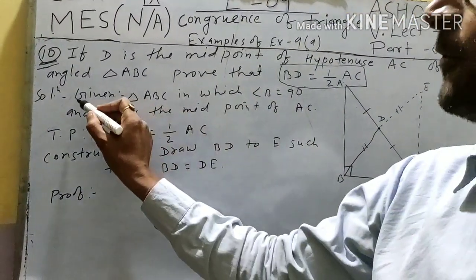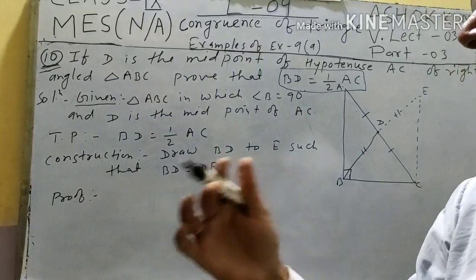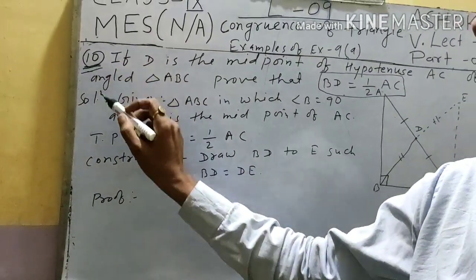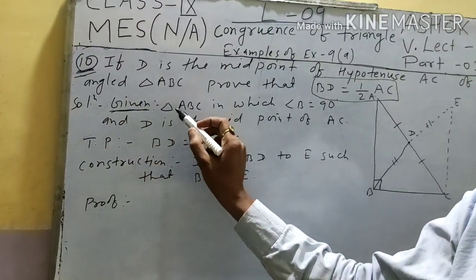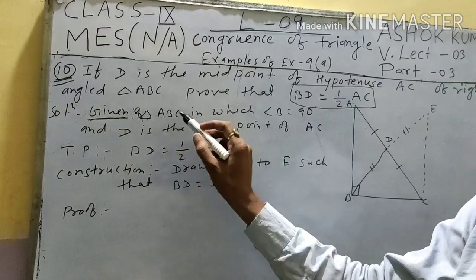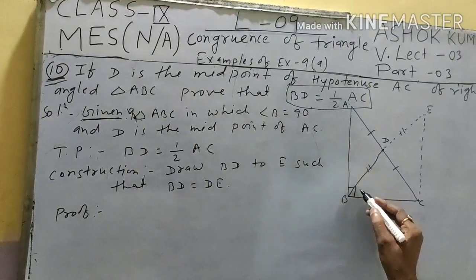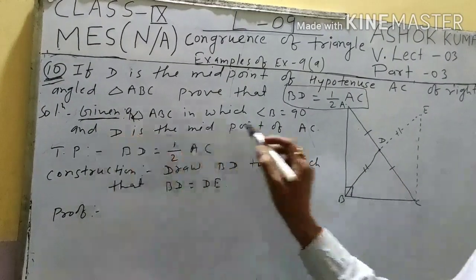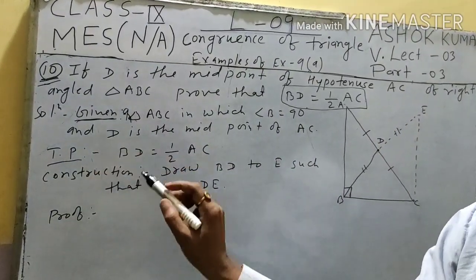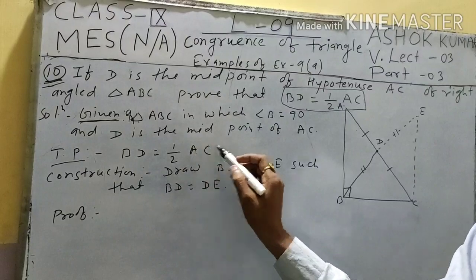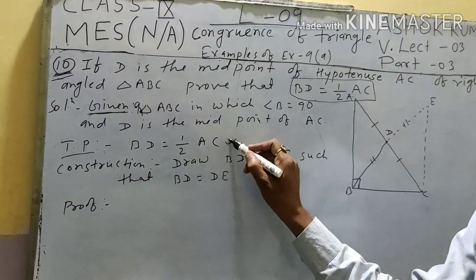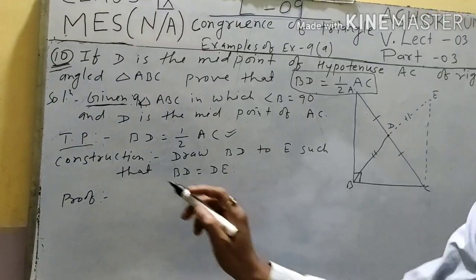First of all, students, same concept as in the case of a theorem. Given: in triangle ABC, angle B is 90 degrees, and D is the midpoint of AC. To prove: BD is equal to half AC. That means you have to prove BD is equal to half AC.